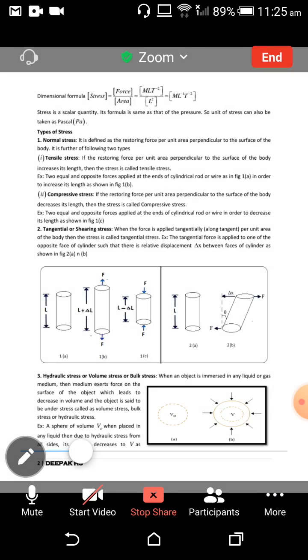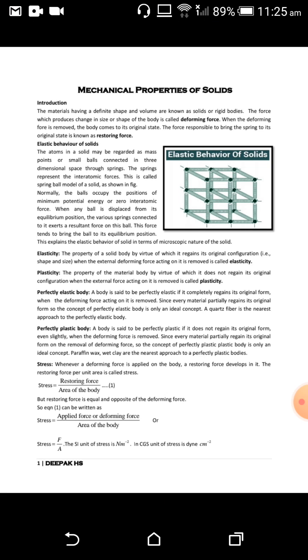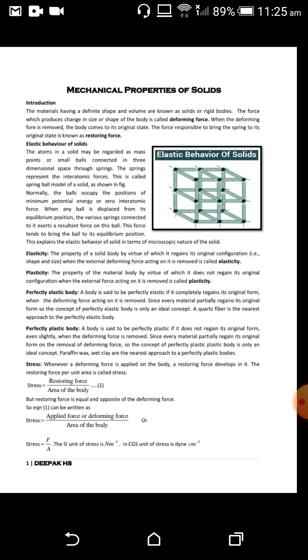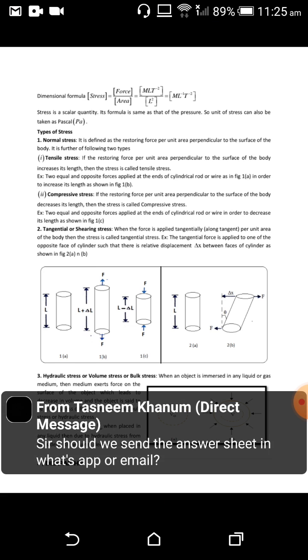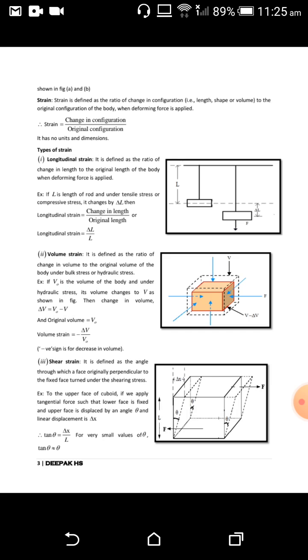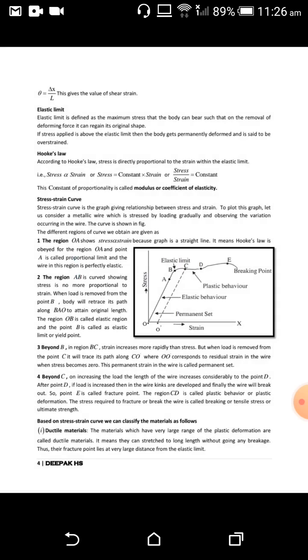Okay, so coming to mechanical properties of solids, some of the definitions, that is define stress, define strain, these things have to be studied by yourself. Similarly, in the types of stress you have normal stress, tensile stress, compressive stress, tangential, hydraulic. These are some of the basic definitions, you just go through them yourself. Similarly you have strain, different types of strain, that is longitudinal, volume, shear. Okay, so I'll start with Hooke's law.